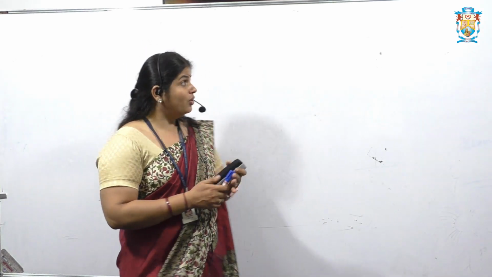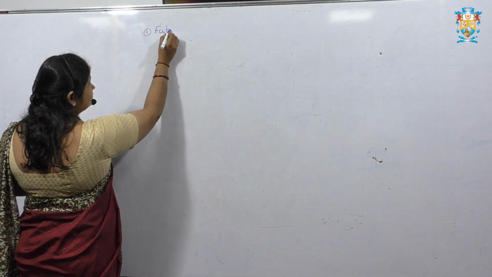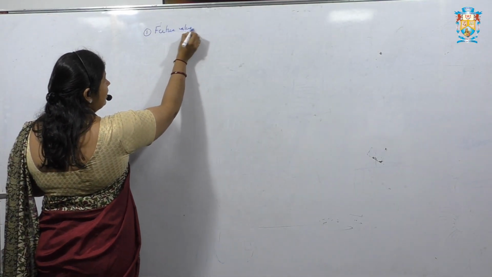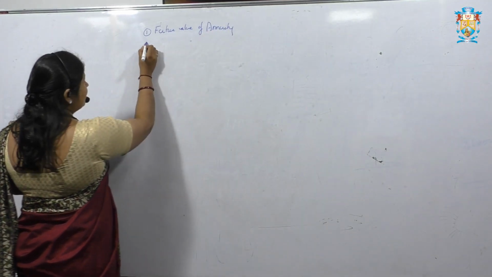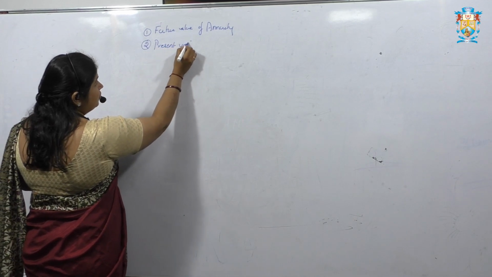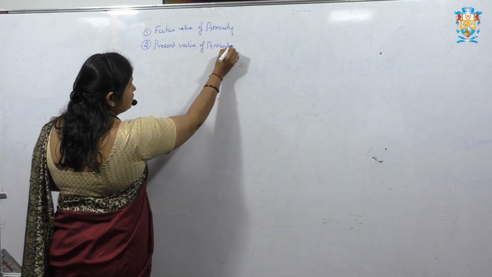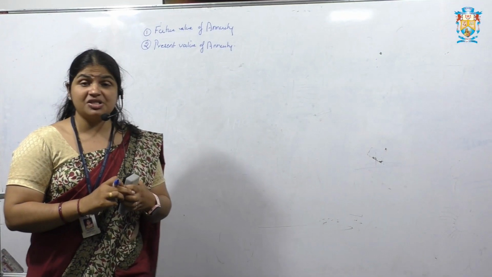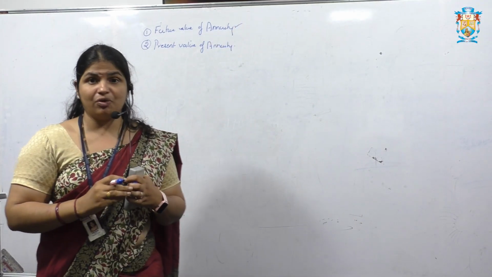So here time value of money can be solved in two ways. First one is future value of annuity. Second one is present value of annuity. These are the two different methods by which we find the value of money. One is future value of annuity, the other one is present value of annuity. First let us see the meaning of future value of annuity.